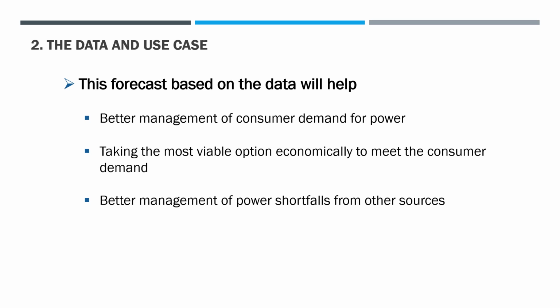The forecast based on ambient condition data will help better management of power supply to meet the consumer demand. It will also help take the most viable option economically to meet the consumer demand. For example, build more power plants, or buy power from other grids, or turn on peakers. It will also help better management of power shortfalls from other sources of power supply due to planned and unplanned maintenances and inconsistent environmental conditions in case of solar and wind plants.